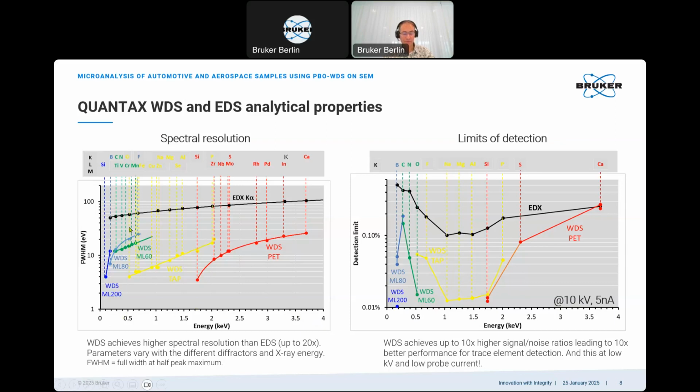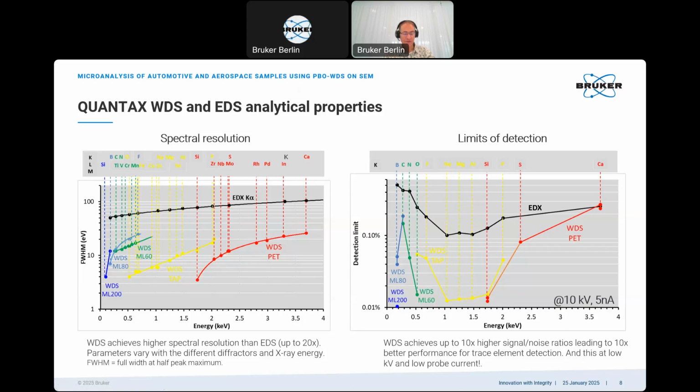we see the performance of the EDS in black. The half width ranges between 50 electron volts and 100 electron volts. And down here with the colors, we see the performance of the WDS. So much narrower peaks, lower half width. For the WDS, we see 5 different colors, and that is due to the 5 different analyzer crystals.